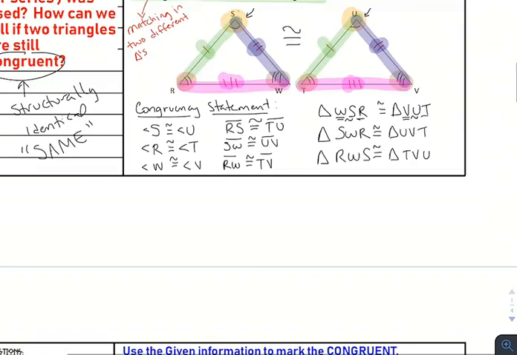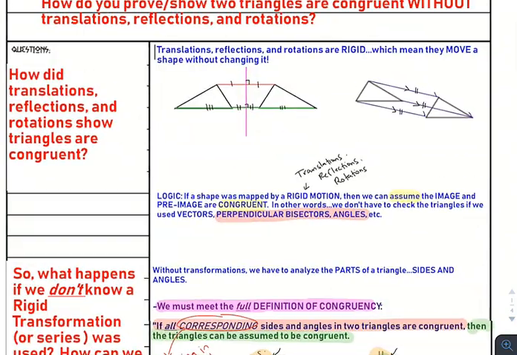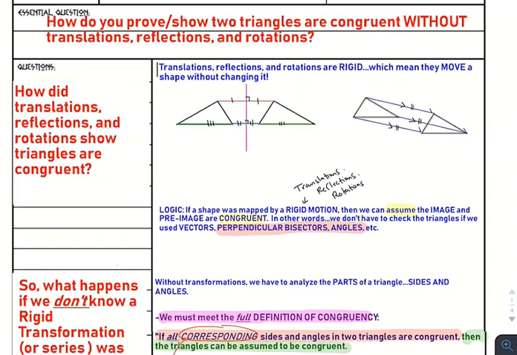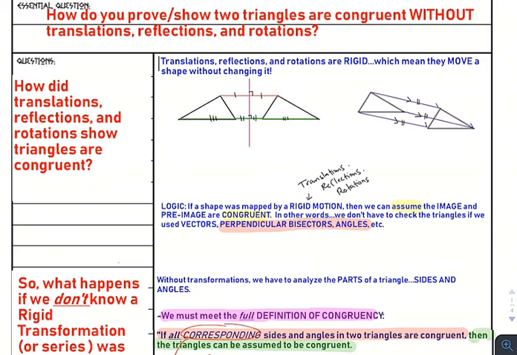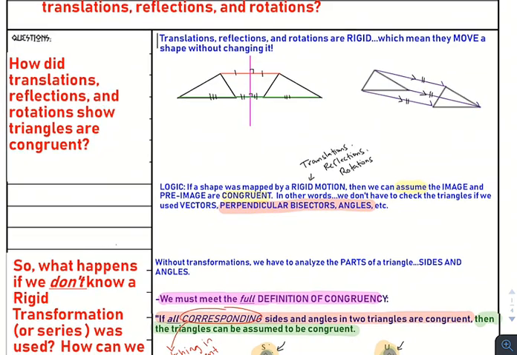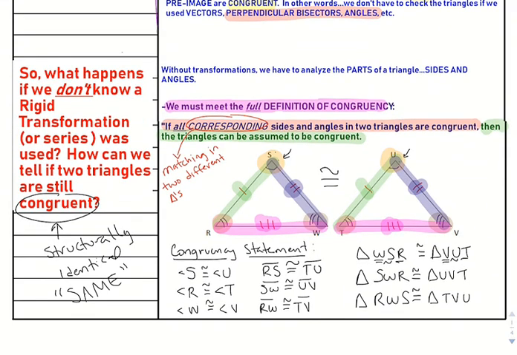We can recall that reflections, translations, and rotations are rigid transformations, meaning that if you use vectors or perpendicular bisectors to move a shape, we know the shape's not going to change size. Which leads us to an important question: what if you don't know that you did a transformation? What do you have to do? The answer is you have to meet the full definition of congruency, which means you have to look at all the individual angles and individual sides, and make sure they all match up and have a congruent counterpart in each one of the triangles, so they match by pairs.